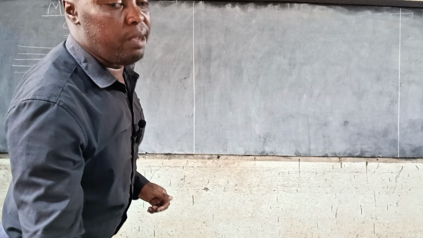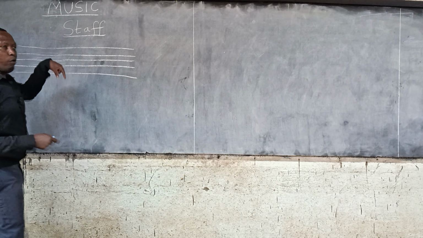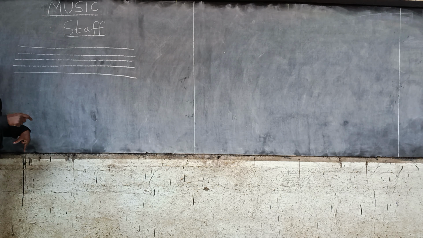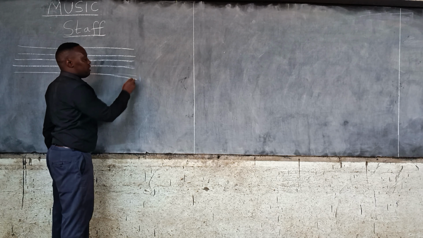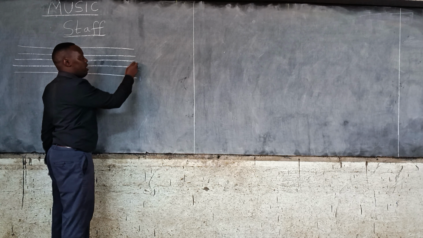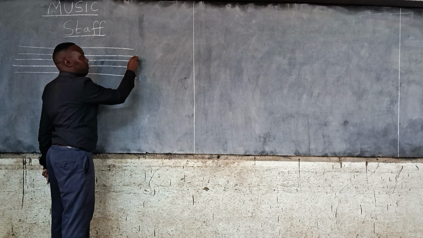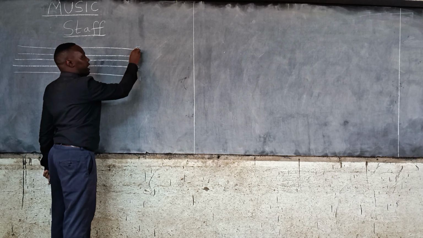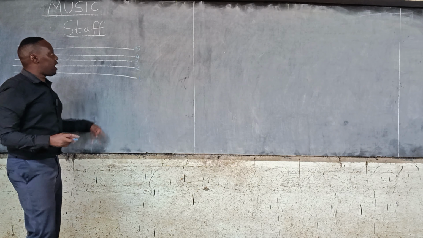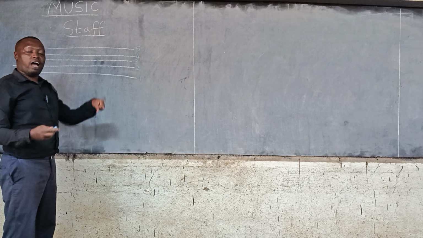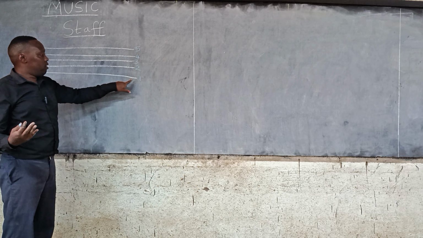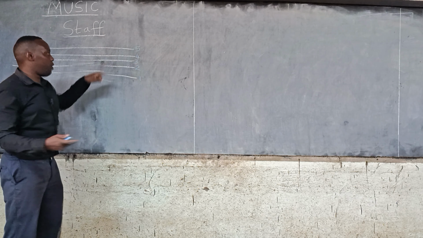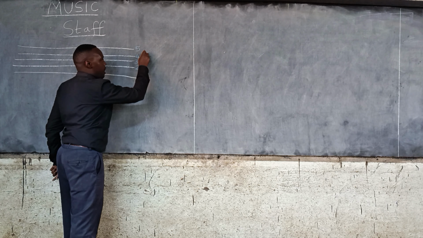This is how we name them, and we start from below. We start counting them from below. So this will be line 1, this will be line 2, this will be line 3, this will be line 4, and this will be line 5. We cannot say this is line 1. No, we start from below, and that's why we count from down, moving upward like this.